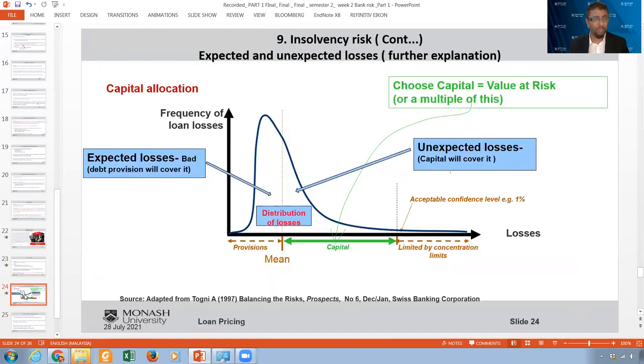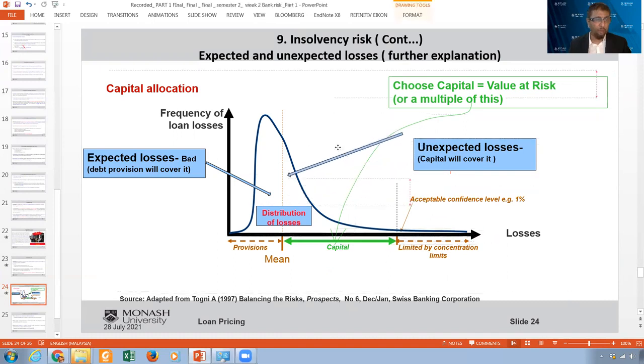Look at this distribution, I don't know whether you are aware of it. This is the distribution of losses. As you can see here, until this point, we have provisions. Provisions means when we expect some losses, we make provisions, so when the losses happen, we can consume them. But the second part is the capital.